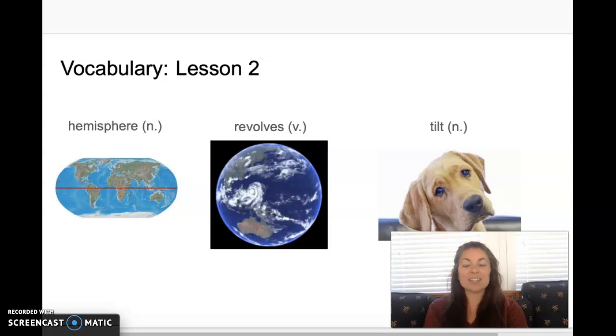Hi, second grade students. Today's story is from Knowledge 6, Lesson 2, called The Reasons for Seasons. Before I begin our read aloud, I'm going to introduce our vocabulary words.